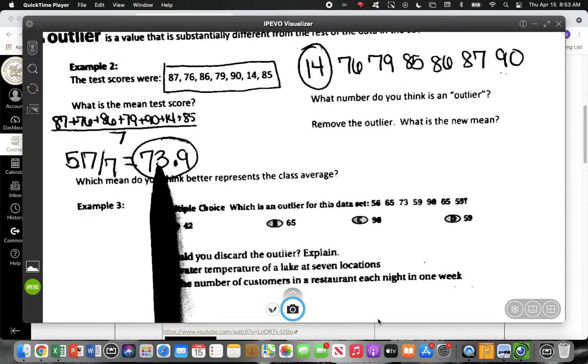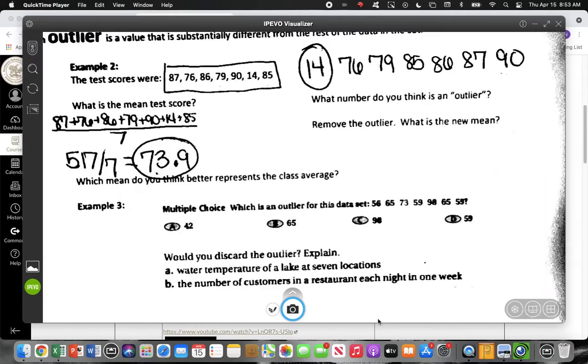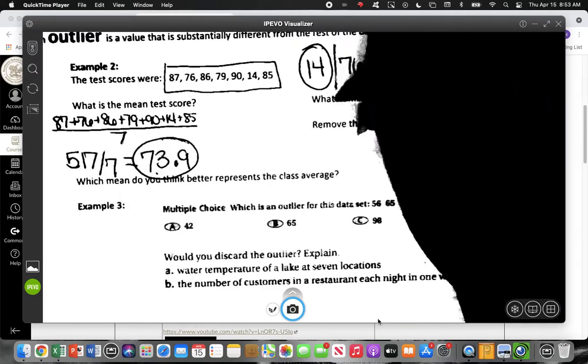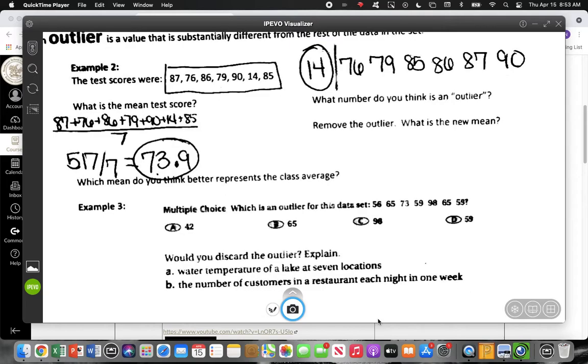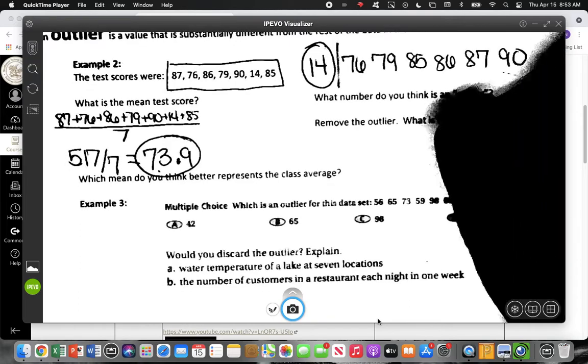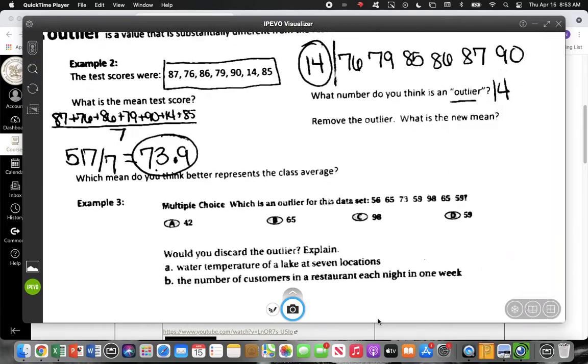It says the average is 73.9. But everybody but one is above that number. Typically we like averages to be the middle or around the middle. And so whenever you have an outlier, it affects the average. So we definitely think that 14 is the outlier.